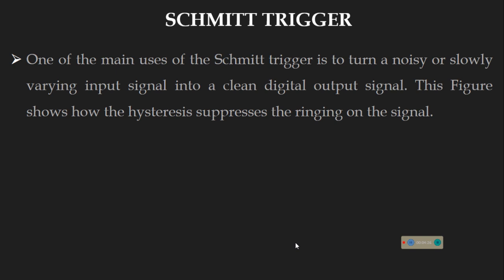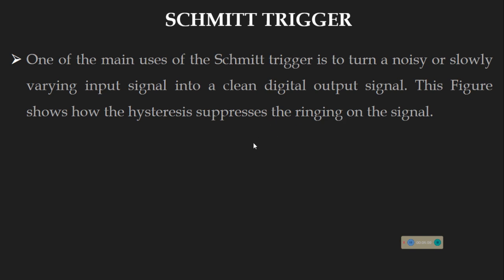The main use of the Schmitt trigger is to suppress the noise. Whenever the input is a noisy signal or a slow varying input signal, as we told in one of the properties of the Schmitt trigger, for a small change in the input we get a fast change in the output. In that sense, it produces a clean, digitalized output signal. It is used to reduce the noise, to suppress the noise, and to suppress the ringing on the signal.